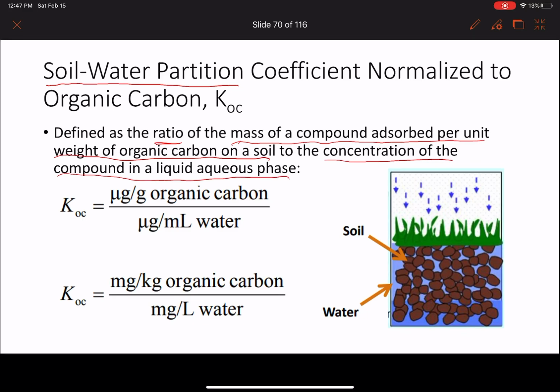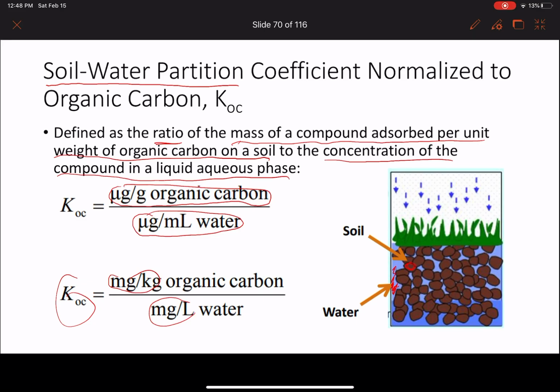It will give you microgram per gram of organic carbon over microgram per ml of water, or milligram per kilogram of organic carbon, or milligram per liter of water. This is dividing by each other, and that's what gives you KOC. If you look at this, this is the soil and this is the water around it. See the water around it?